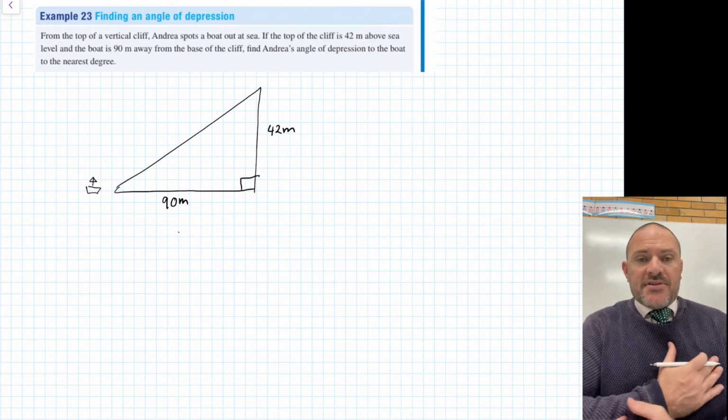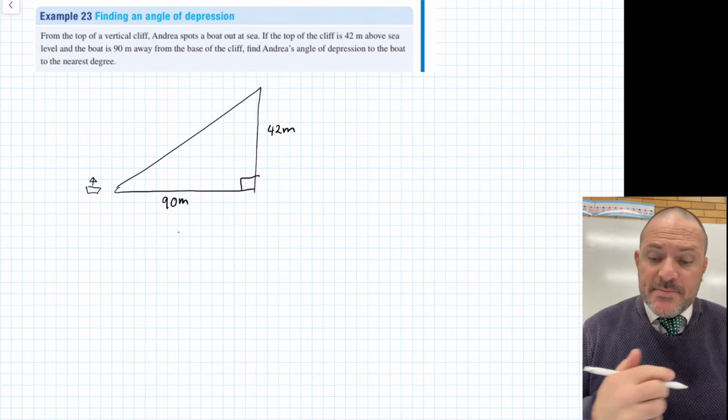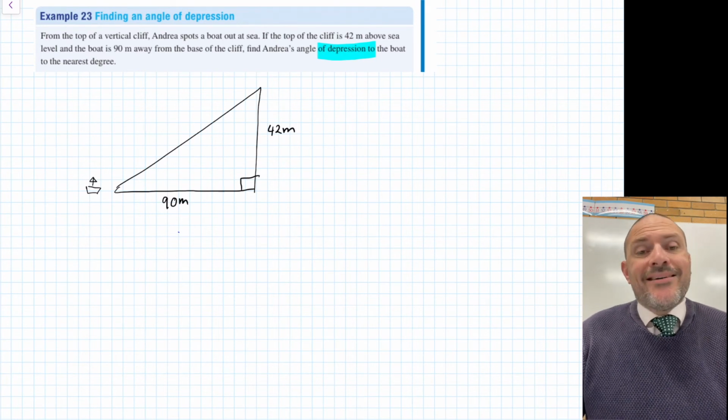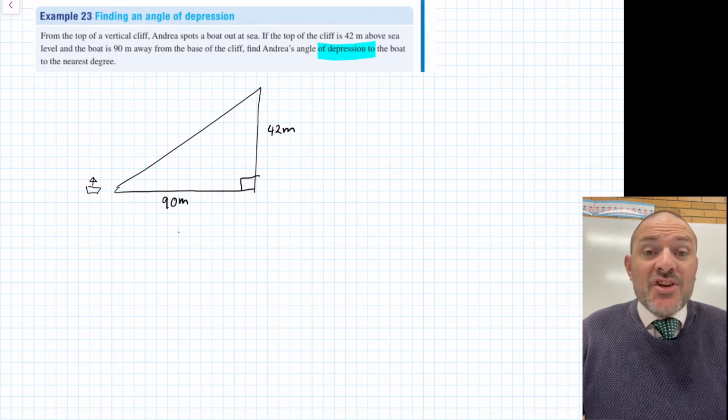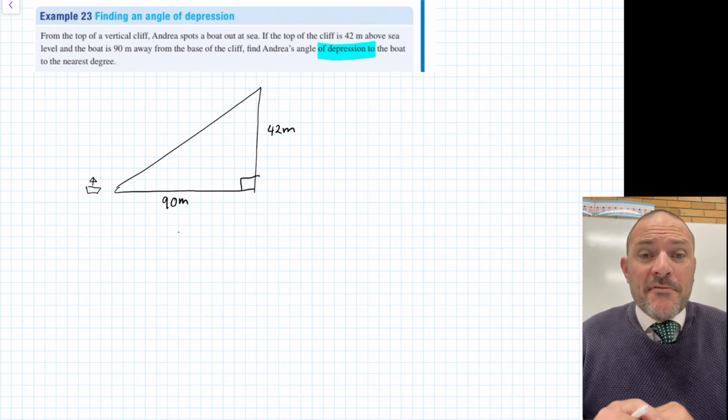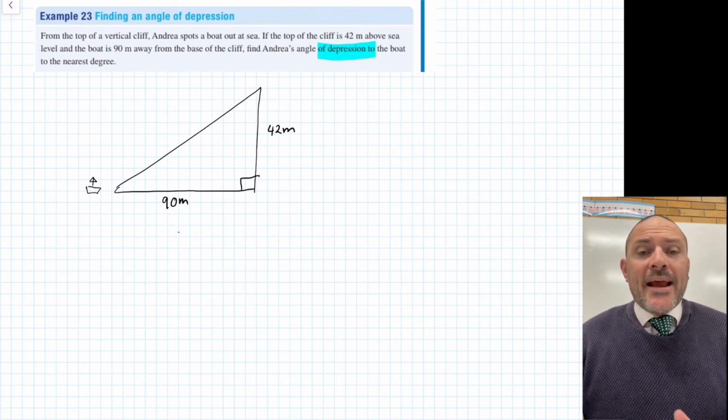Now, personally, because it's mentioned that angle of depression, I like to draw the angle of depression in. Now, as I said, realistically, you don't have to do that and you won't be marked down if you don't, as long as you find the right angle, of course, but I would always prefer you to do this. So where would the angle of depression be?